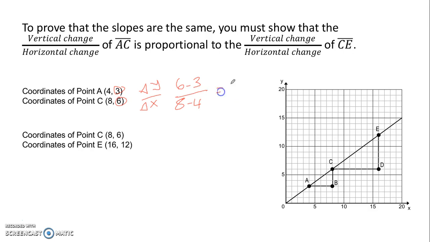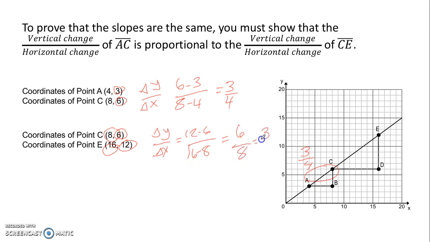All right, so 6 minus 3 is 3, 8 minus 4 is 4. So the slope of this line right here is 3/4. And we're going to do the same exact thing with the coordinates of point C and the coordinates of point E, which is the change in y over the change in x. So y2 minus y1, 12 minus 6 over 16 minus 8. 12 minus 6 is 6. 16 minus 8 is 8. When we reduce 6/8, we get 3/4.